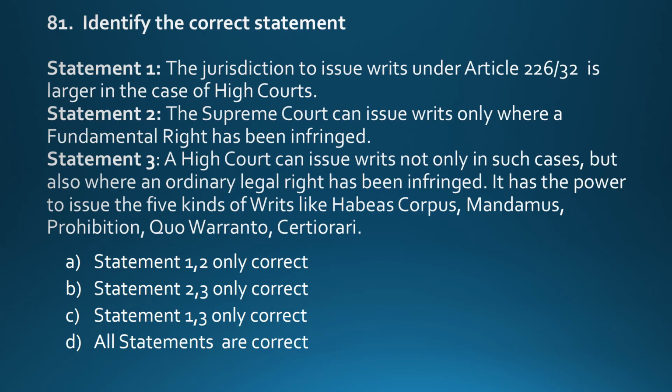Question number 81. Identify the correct statement. Statement 1. The jurisdiction to issue writs under Article 226 is larger than under Article 32, in the case of high courts. Statement 2. The Supreme Court can issue writs only where a fundamental right has been infringed. Statement 3. A High Court can issue writs not only in such cases but also where an ordinary legal right has been infringed. It has the power to issue the 5 kinds of writs: habeas corpus, mandamus, prohibition, quo warranto, certiorari.